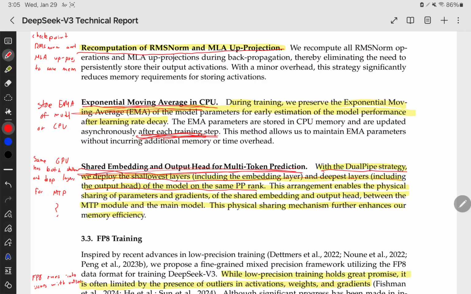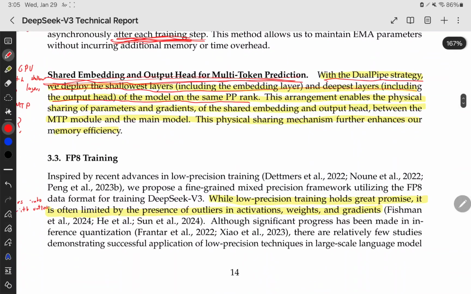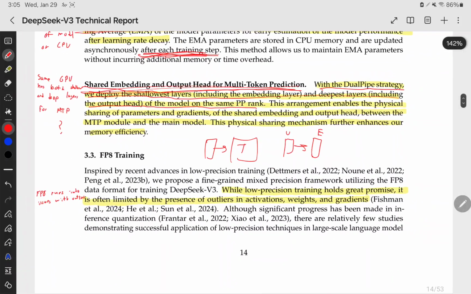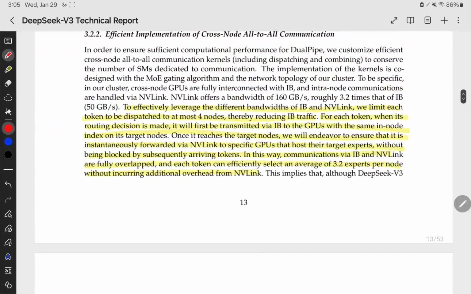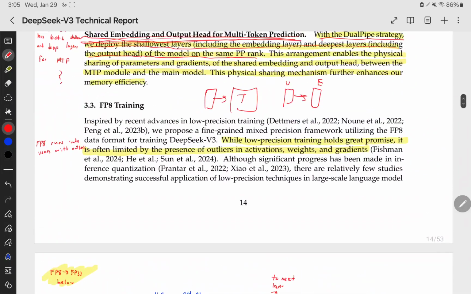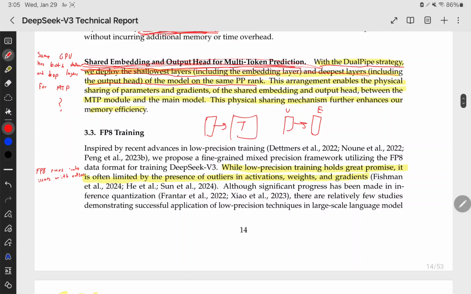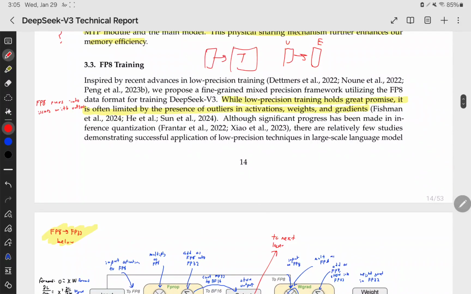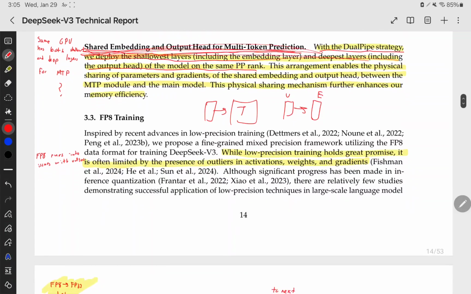Unless they were saying they hold the shallow layers on one PP rank and the deep layers on another PP rank, but then I don't think you're utilizing anything. Because I think what they're saying is, you have your input embedding here, your output embedding, and you have your transformer here. And this is going to have to go through another embedding layer. Since your unembedding layer and your embedding layer are so close to each other, you might as well store those on the same device. But I don't know how this ties into what they have up here, if you want to do that efficiently. Just something I wanted to note. This was the only thing where I was like, I don't even know. It kind of contradicts above.